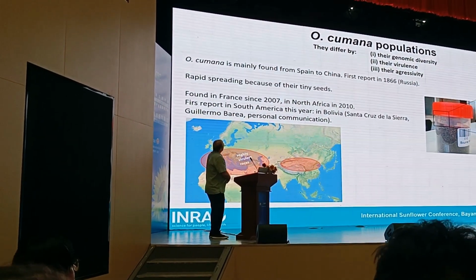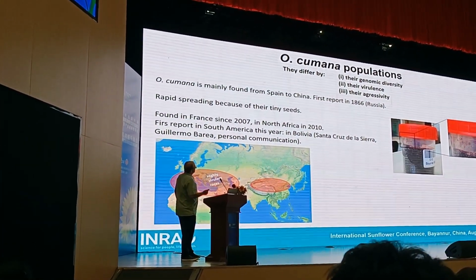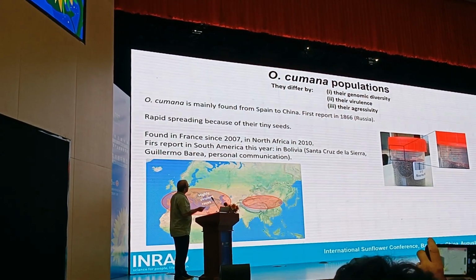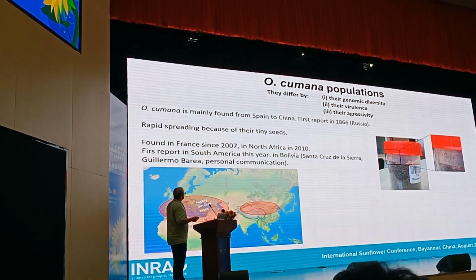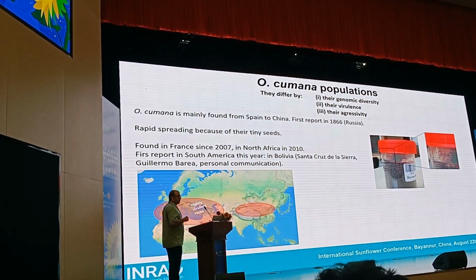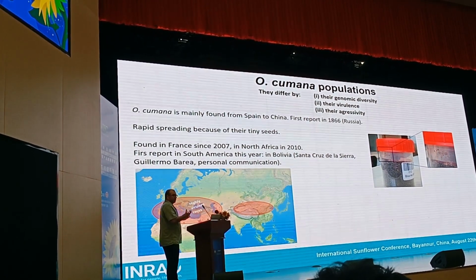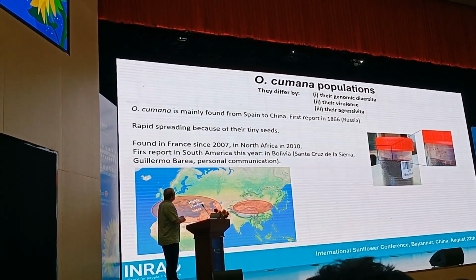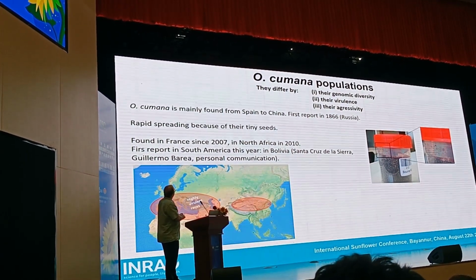So Ocumana populations differ by first their genomic diversity, then their virulence, but also their aggressivity. And we do not forget this because some virulent populations are not so much aggressive, meaning that there is not so much plumage emerging on the sunflower.